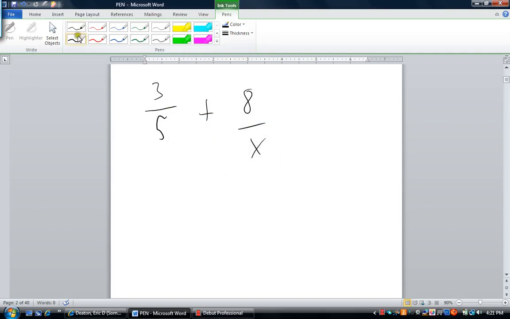Okay, now let's look at this problem: 3/5 plus 8 over x. First thing we need is the LCD. The LCD is needed when you're adding or subtracting fractions. Let's start with the 5.